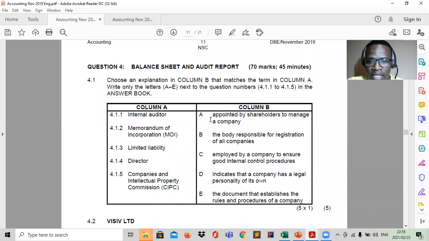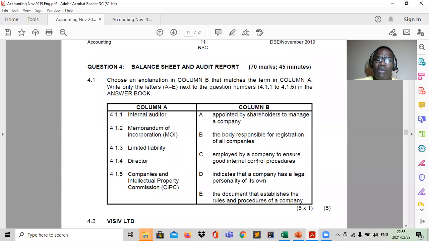So from column B, you can see limited liability, appointed by a shareholder to manage a company. That's not limited liability, that's a director, because we've learned that shareholders are the holders of shares in a company, but they are not involved in day-to-day operations of the company. Thus, they need someone or a group of people to have oversight on the operations and strategies of the company, right, over a certain period of time. So directors is going to be matched to point A.